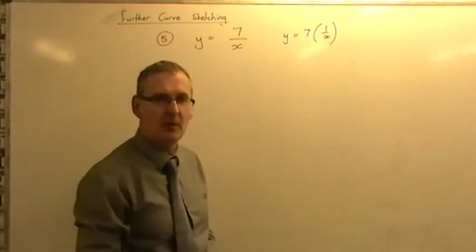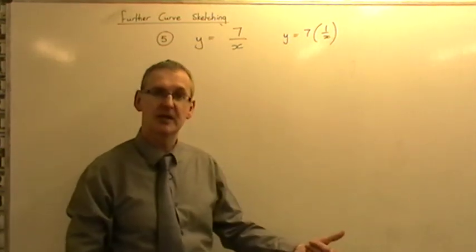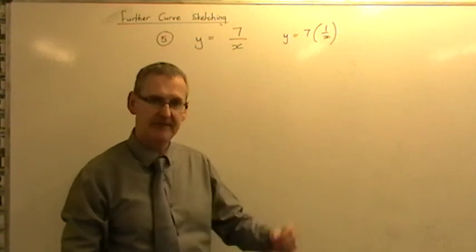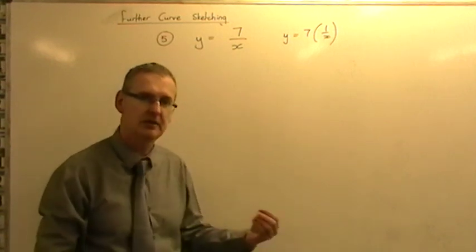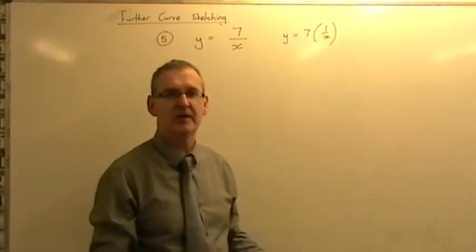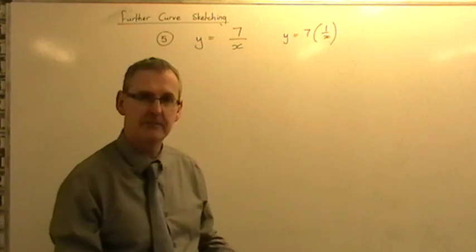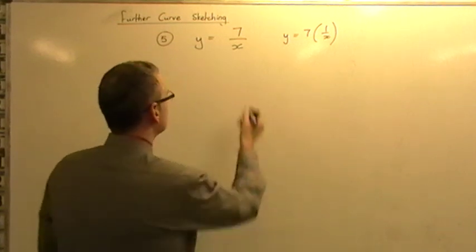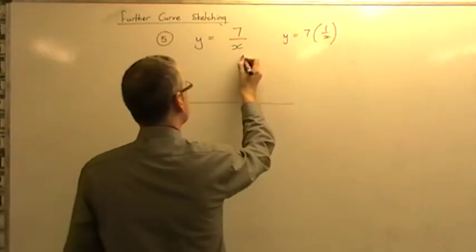So if you remember, when I put a 7 in front of x squared, it just makes the u shape steeper. When I put a 7 in front of x cubed, it just makes the x cubed graph steeper. So when I put 7 in front of a 1 over x, all it does is give you a reciprocal graph in the same position, but steeper. So your sketch would look something like this.